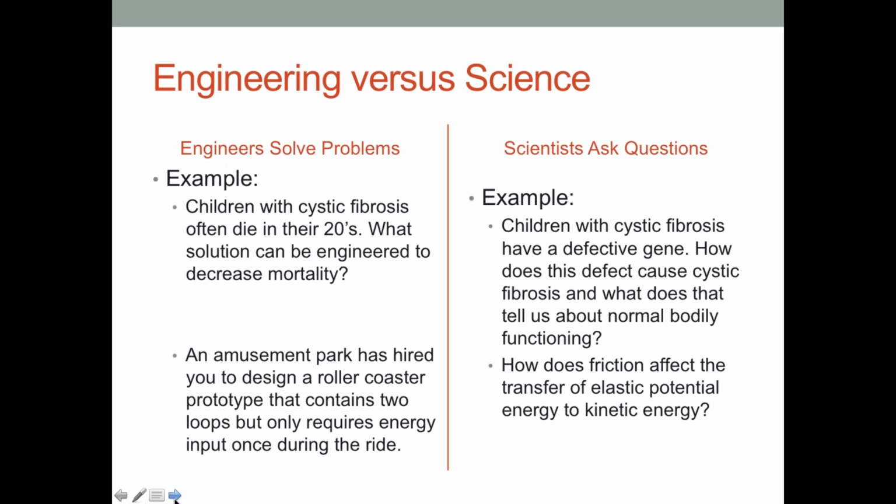And again, very simplified, but to give some examples. A biology example of how an engineer would approach a problem is that children with cystic fibrosis often die in their 20s. And so an engineer would be asking, what solution can we design to decrease the mortality? Whereas a scientist, when confronted with children with cystic fibrosis, would go, okay, we know they have a defective gene. How does this defect cause cystic fibrosis, and what does that tell us about normal bodily functioning?